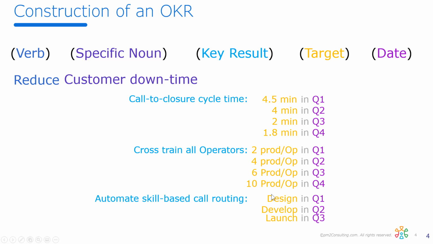We also need IT to help out. What they're going to do is program the PBX, the phone switch, so that when the caller calls in, we identify what call you have, and based on that, we'll route you to an operator that's certified in the products of ours that you have. So they're going to design it in Q1, develop it in Q2, and launch it in Q3. So it's this combination of launching it in Q3 with this training that gives us this remarkable improvement.